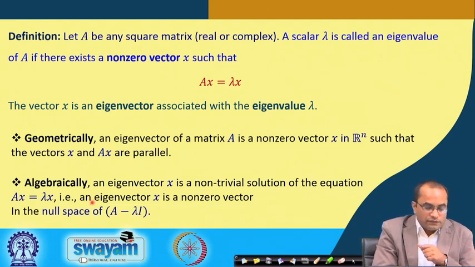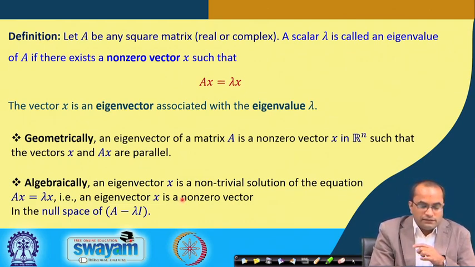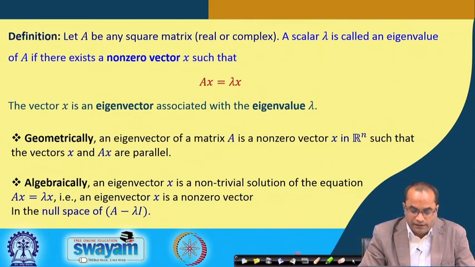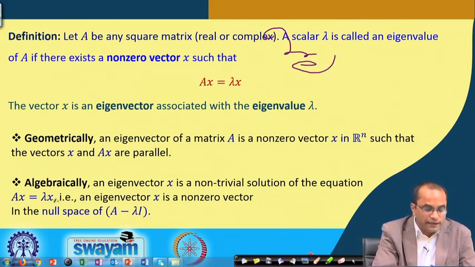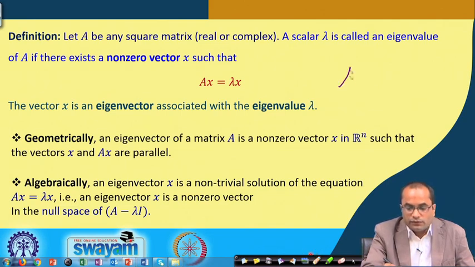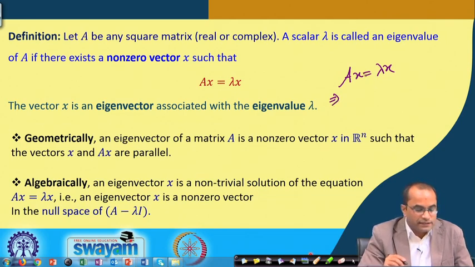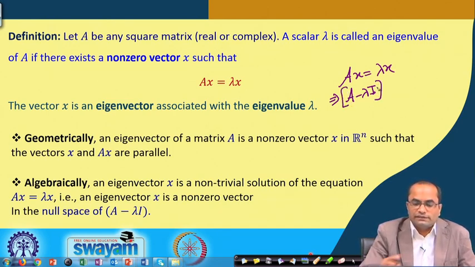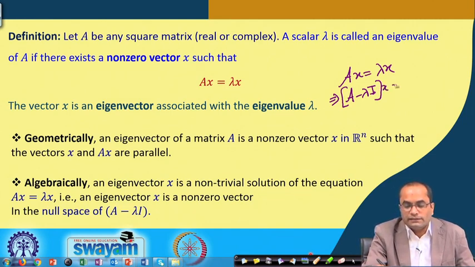or this eigenvector x here is a non-zero vector in the null space of A minus lambda I, because for this equation A x is equal to lambda x, we can bring the lambda x term to the left hand side. So, we have A minus lambda with the identity matrix, because we need to subtract from A, so we also introduce the identity matrix, and then x is equal to 0.